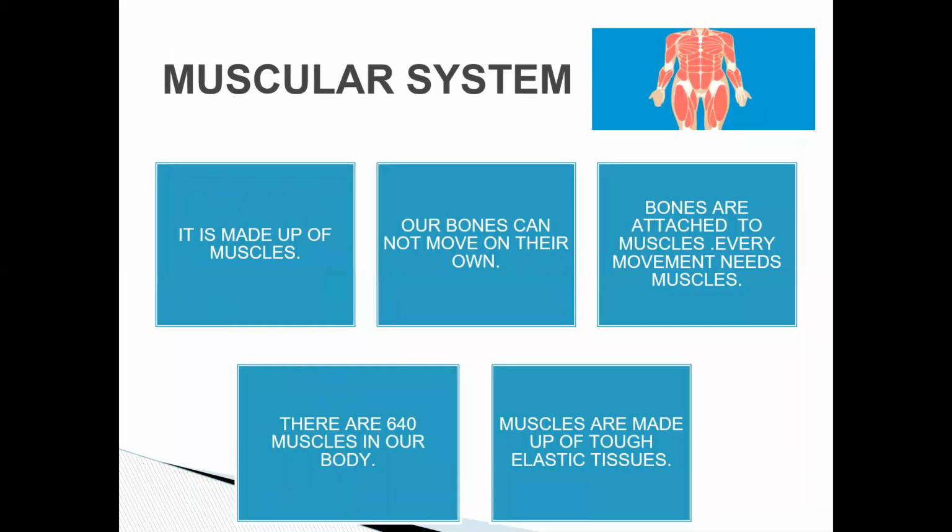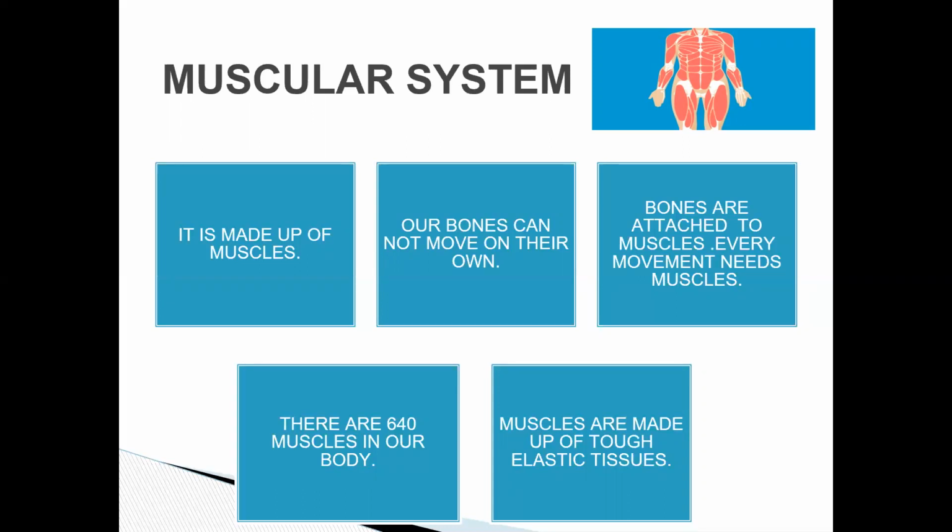So let us start our new topic for today, that is muscular system. The picture here, it shows the muscles of the body which are present inside the body. Muscular system, as the name is explaining, it is made up of muscles. Our bones cannot move on their own. Muscles are required for the movement of the body. Bones are attached to the muscles and every movement needs muscles. There are 640 muscles in our body.